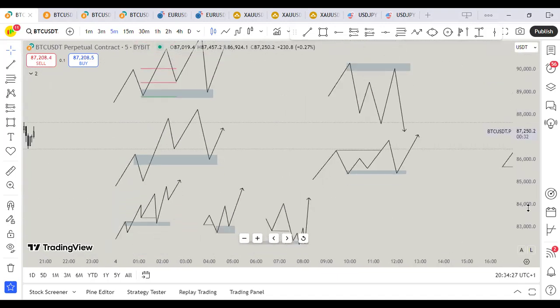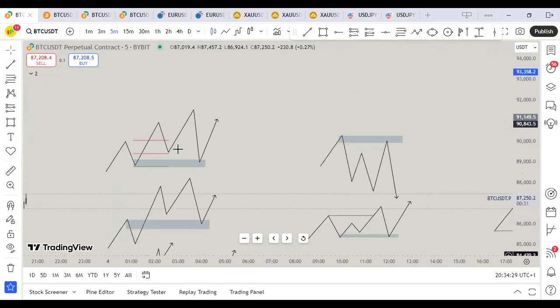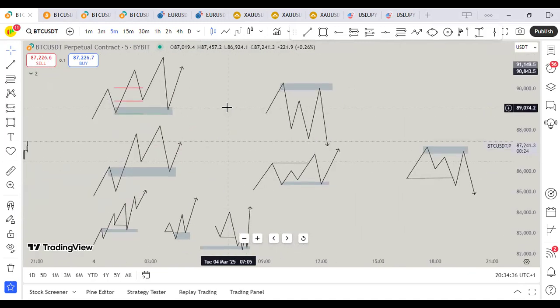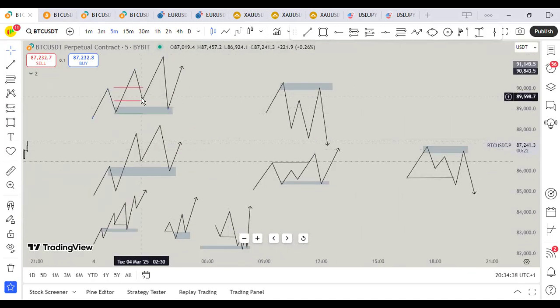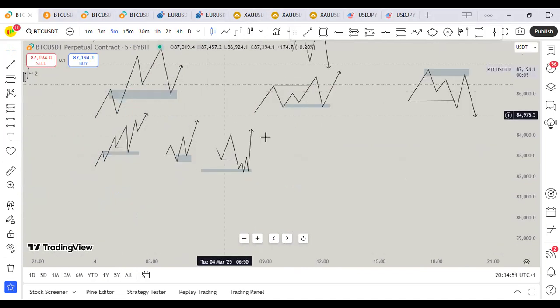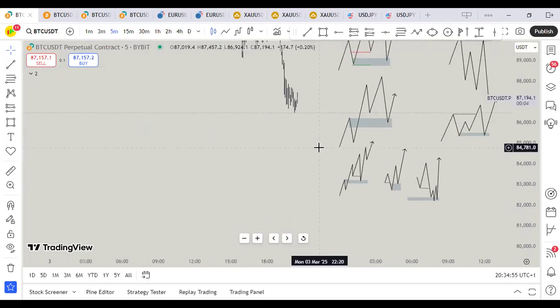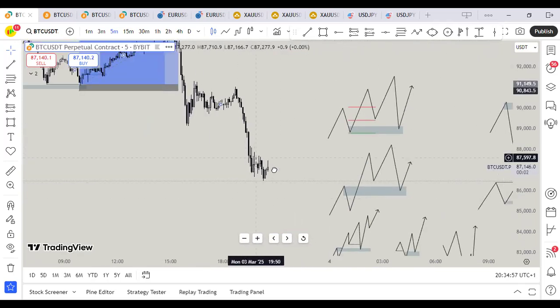Now, let me recap. I've talked about market structure. I've talked about liquidity. I've talked about the type of liquidity that I like to trade: the cool pattern, the hot pattern, the blue pattern, the happy pattern, and sometimes I call this the white pattern. So let me talk about POI now, point of interest.